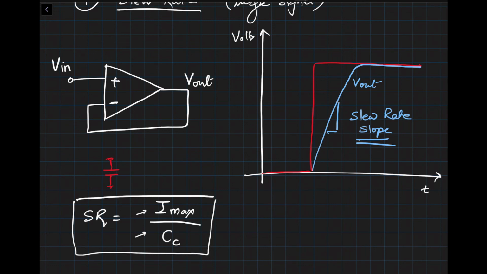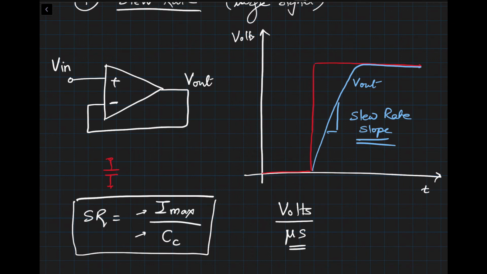Okay, the unit of the slew rate is volts per microsecond. The reason we use microsecond is otherwise it will become megavolts per second, and that becomes a little bit impractical to deal with. So we use volts per microsecond.